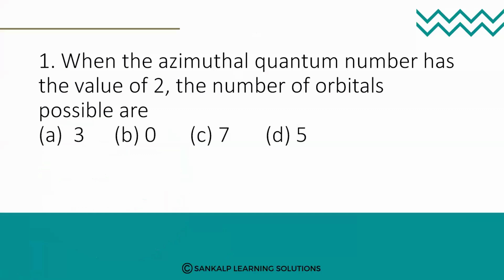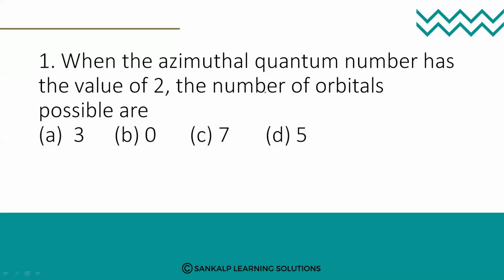When the azimuthal quantum number has the value of 2, the number of orbitals possible are: A, 3; B, 0; C, 7; and D, 5. Just now I told you what the azimuthal quantum number is and what it tells you. It tells you about the subshell. So what are the number of orbitals? The azimuthal quantum number has a value of 2, so l is equal to 2.